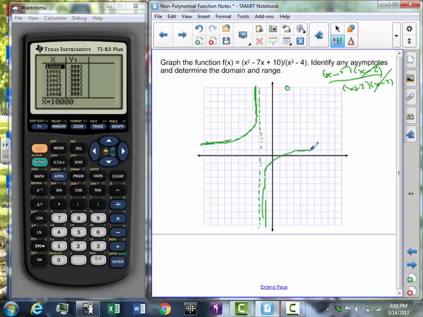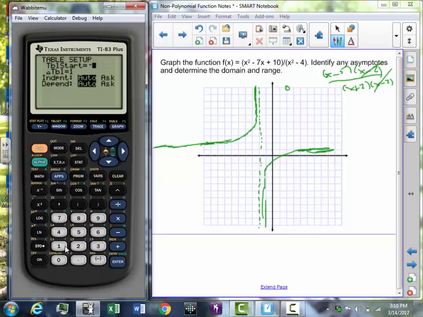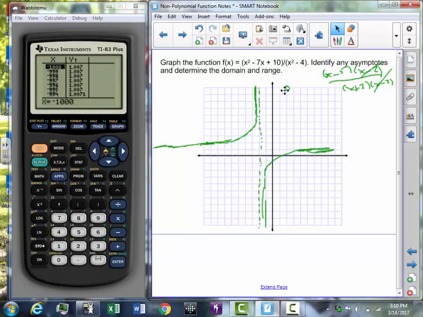So it looks to me like this guy levels off at 1, and it must level off at 1 on the other side here as well. You can confirm that, by the way, by doing a second table set and making it, say, negative 1,000, just to confirm that way over here when x is negative 1,000. Yeah, it looks like it's 1.0 something. It's getting close to 1. The logic makes sense.